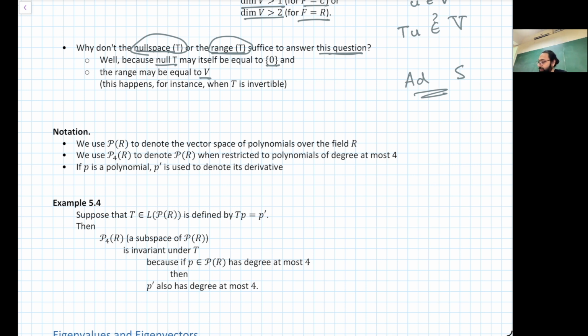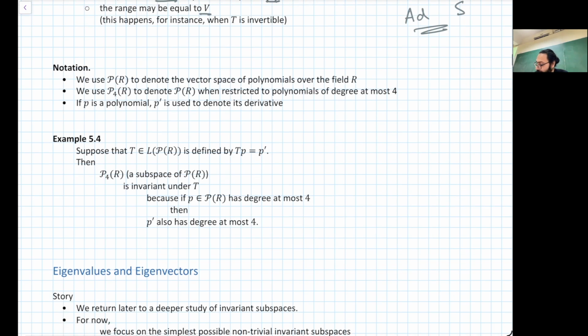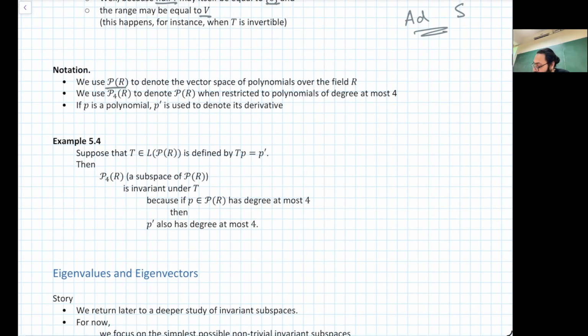Okay. All right. So now we're going to use the notation P(R) to denote the vector space of polynomials over the field R.